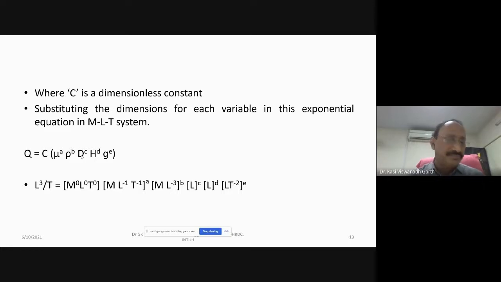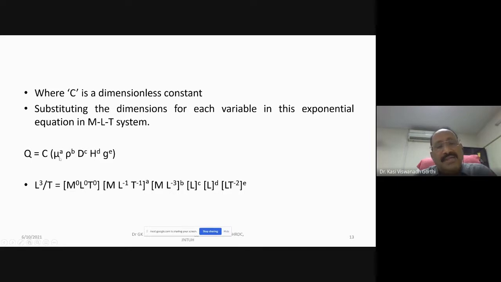Take q first. Q is the discharge, the volume rate of flow, volume per unit time, meter cube per second. That means L cube divided by T. L is the linear dimension, T is for time. So L cube T to the power minus 1 on the left hand side. Similarly, on the right hand side, you have C, the constant. Since it is a constant, its dimensional formula will be M power 0, L power 0, T power 0.